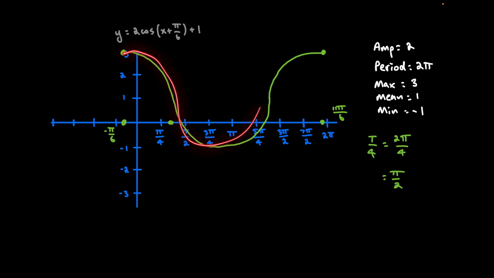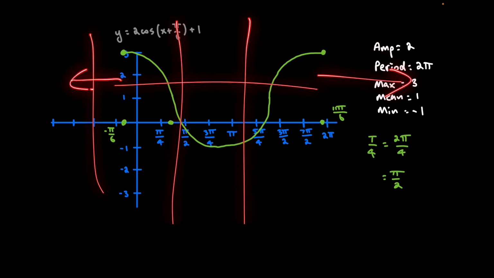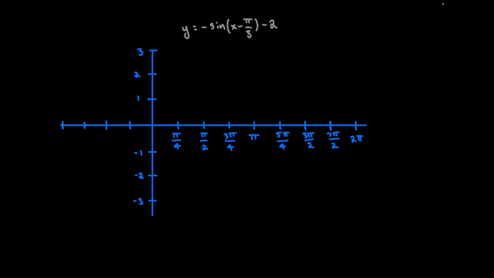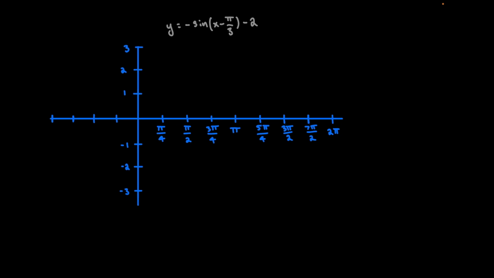Okay, so this is one period, and you can keep going right or you can keep going left by simply applying the same vertical line and horizontal line technique. Okay, this is our next one. We're going to do the exact same thing. We're going to graph this graph here, which is y equals minus sine of x take pi on 3 minus 2. So again, we need the 5 pieces of information.